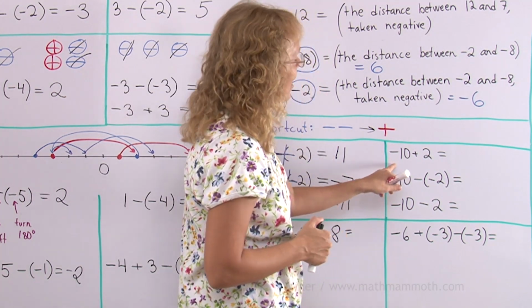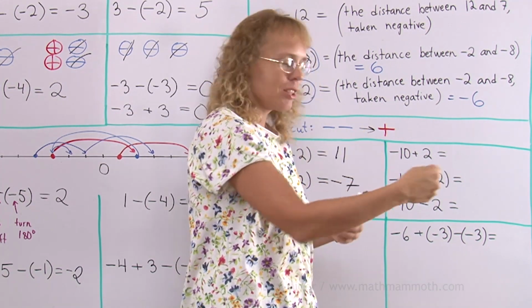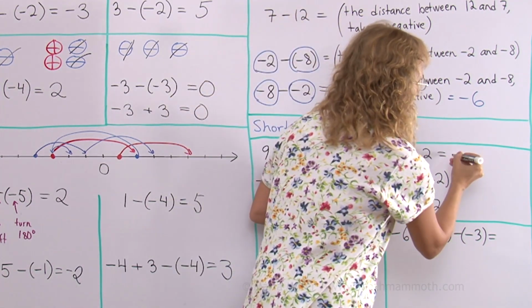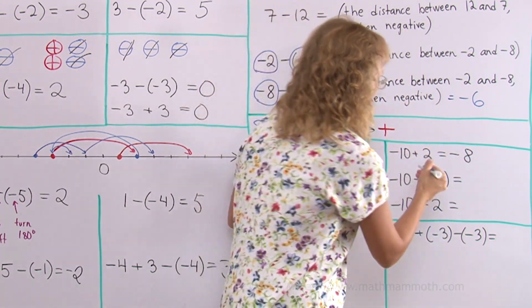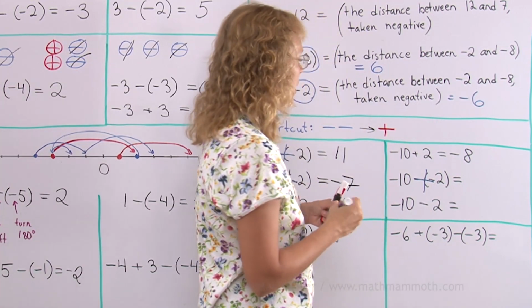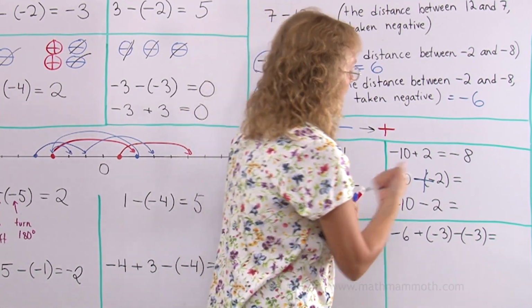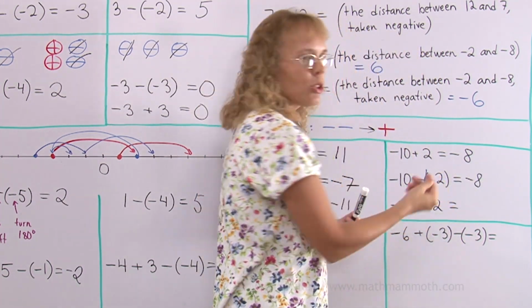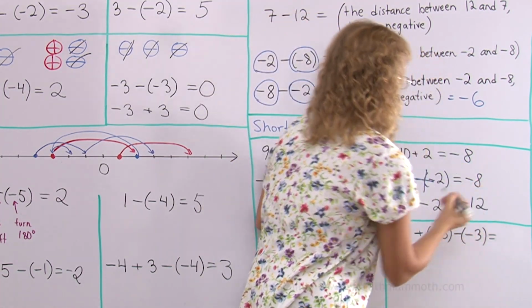Okay, negative 10 plus 2. You at negative 10, you move 2 steps towards the positives, towards 0. So you'll end up at negative 8. Now here, I have the double negative. I'll turn it to a positive. So negative 10 plus 2. Oh, well, it's the same as I just did, negative 8. And then negative 10 minus 2. Now we go towards more negatives, negative 12.